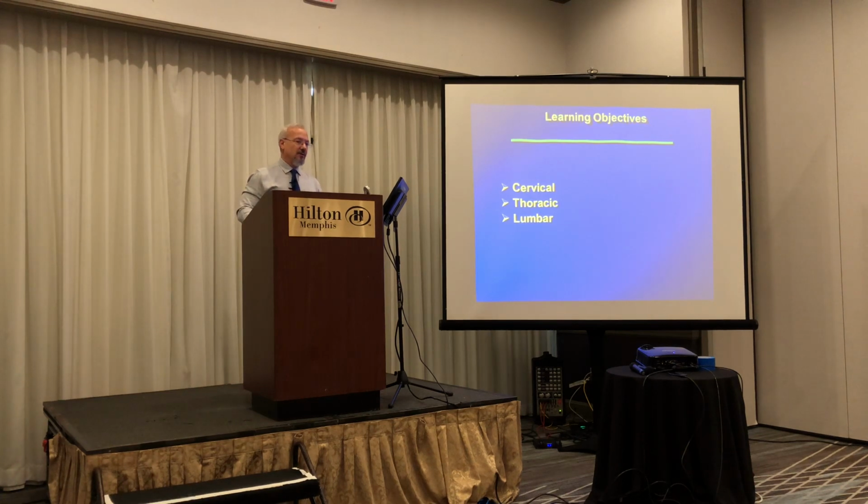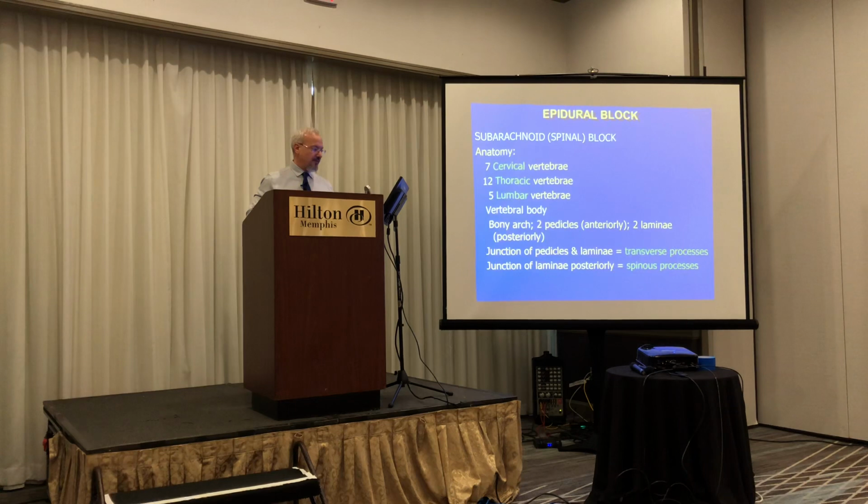We'll start off talking about basic things, and so please don't be offended if this anatomy is beneath you. It's just a very, very quick overview and refresher. We know we have 7 cervical, 12 thoracic, 5 lumbar, and 5 sacral vertebrae. The vertebral body is actually a bony arch which consists of 2 pedicles and 2 lamina posteriorly. At the junction of the pedicles and the lamina, we have the transverse processes. At the junction of the lamina posteriorly, we have the spinous processes.